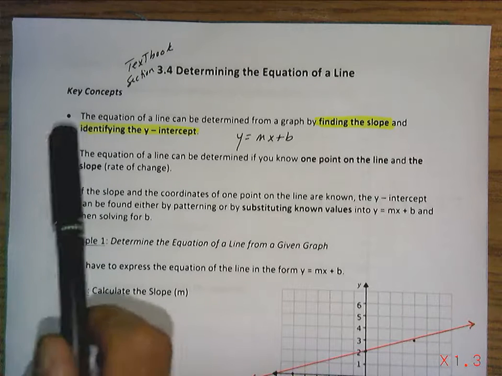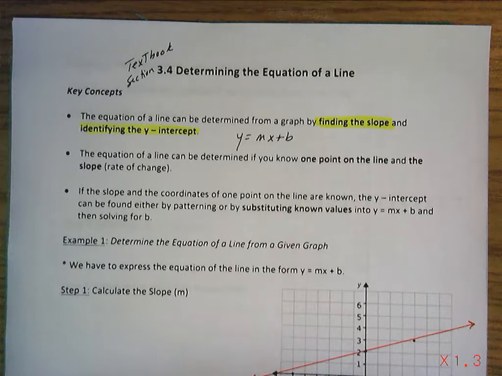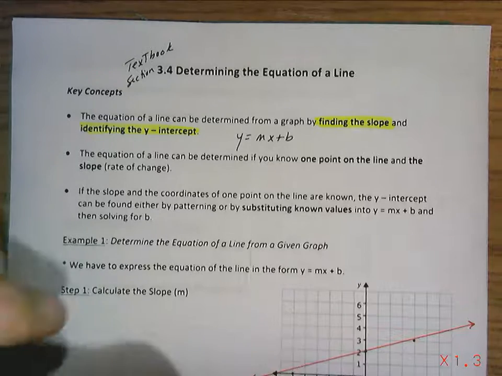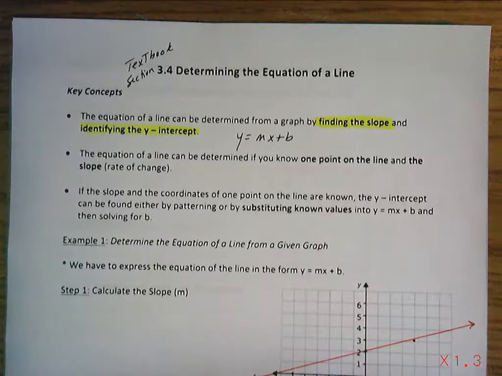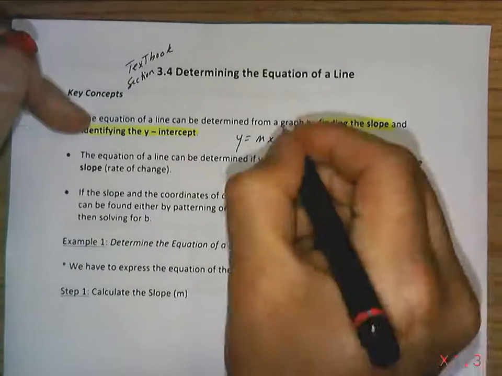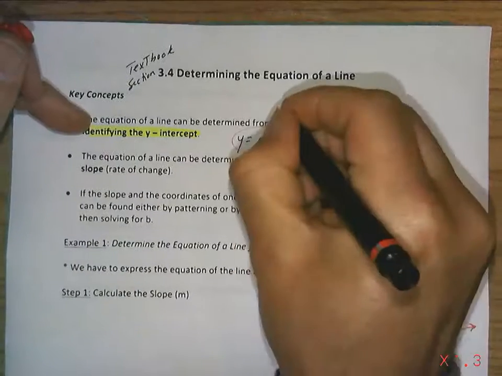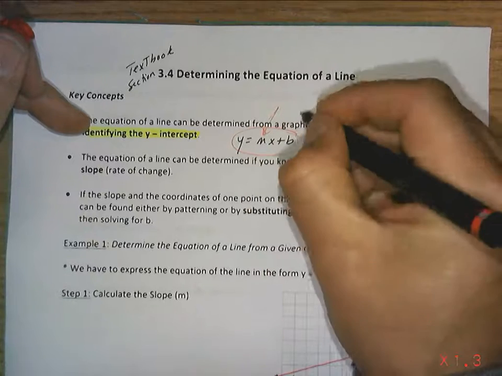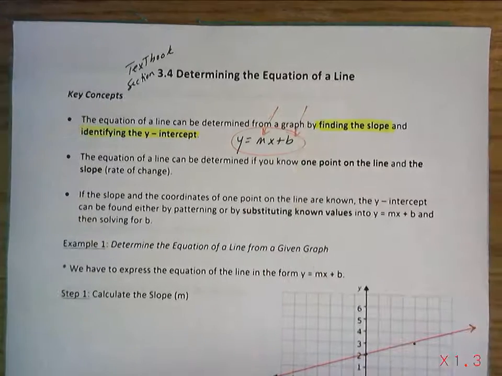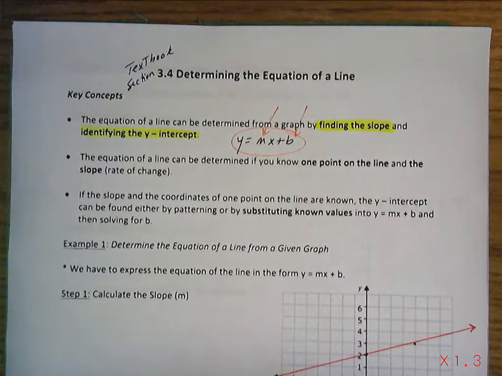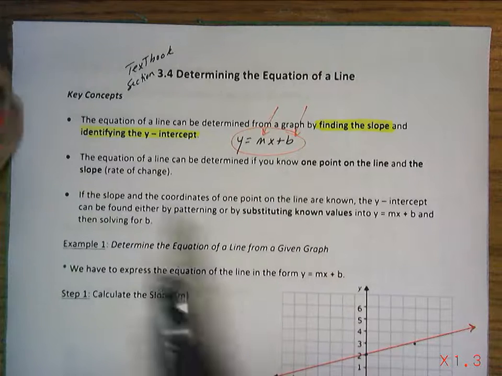So, key concept number 1. The equation of a line can be determined from a graph by finding the slope and identifying the y-intercept. So it stands to reason that if you have the slope and the y-intercept, then you can simply use y equals mx plus b, take that slope value, put it in for m, take that b value, put it in for b, and you would have an answer in terms of y equals mx plus b.